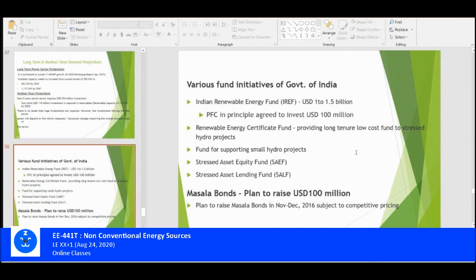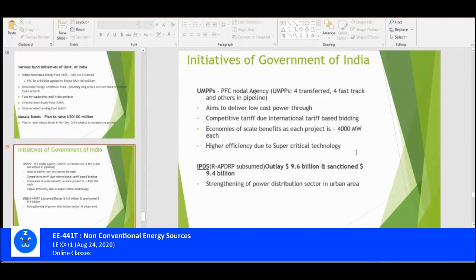Renewable Energy Certificate Fund providing long tenure, low cost fund to stressed hydro projects, fund for supporting small hydro, stressed asset equity fund. So these are the funds that the government and the government sector undertakings get from different securities and bonds they raise from time to time. Then there is Masala bond plan to raise 100 million US dollars. I don't know how much it has been able to realize. Initiatives of Government of India.